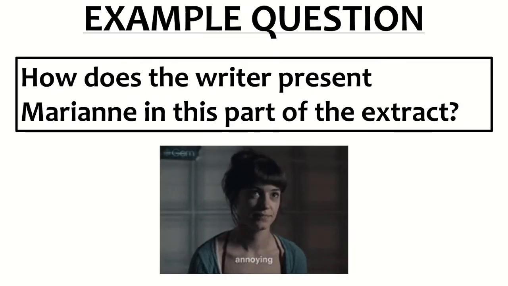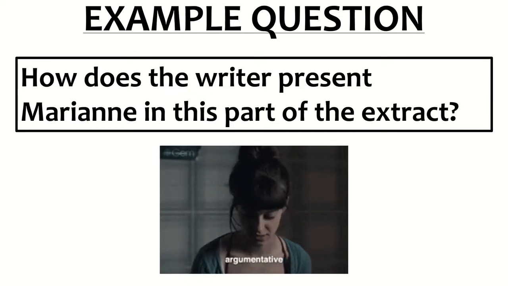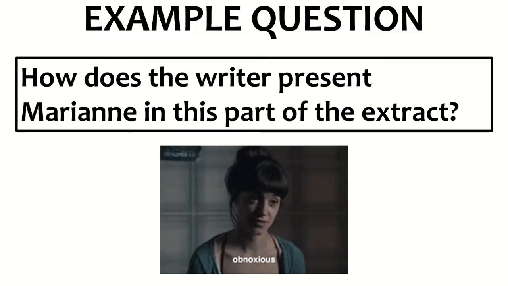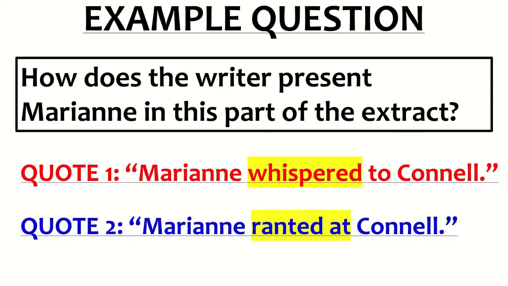So let's say, for example, we had an example of how does the writer present Marianne in this part of the extract? Okay, again, remember to look at the verbs, adjectives. Let's say my quote 1 for this question could be Marianne whispered to Connell. And my quote 2 could be Marianne ranted at Connell. So you'll see in a minute, just from changing that verb in the yellow, it completely changes how Marianne is represented in the extract.